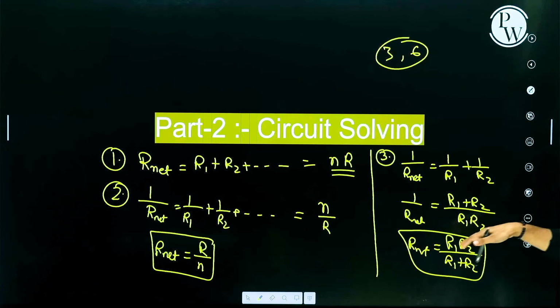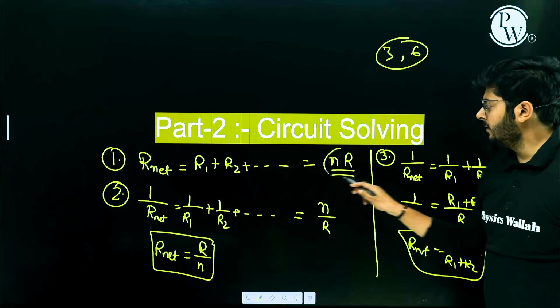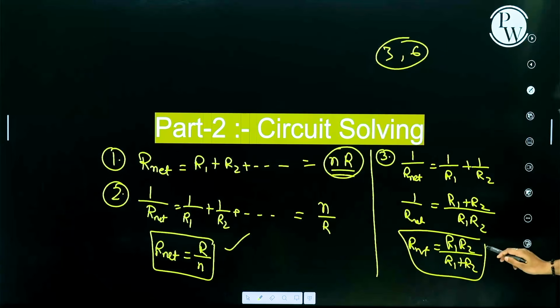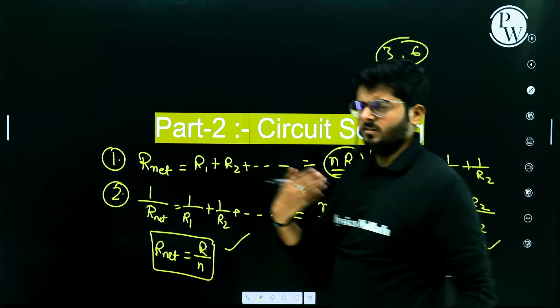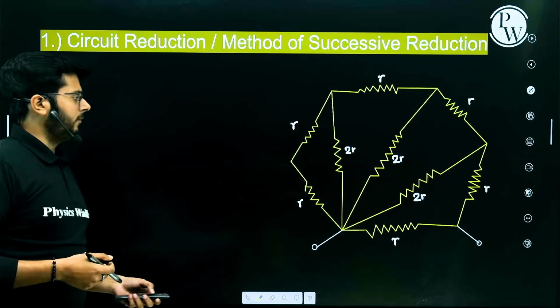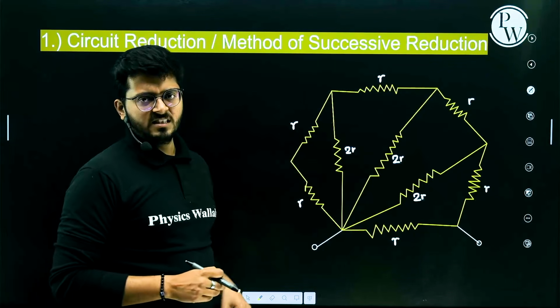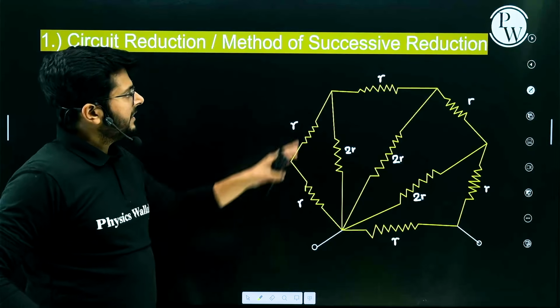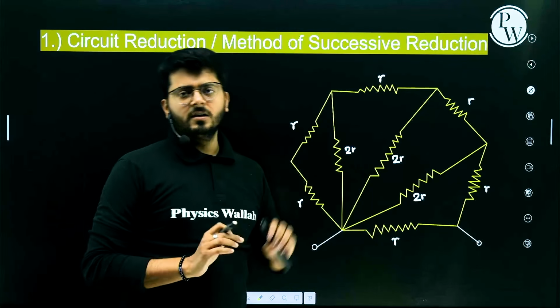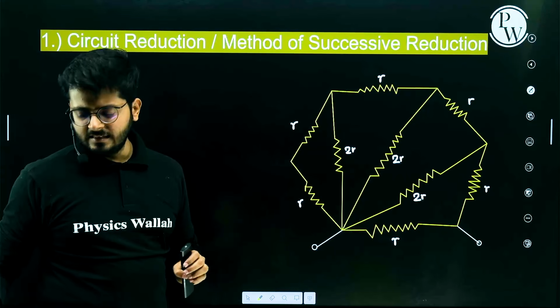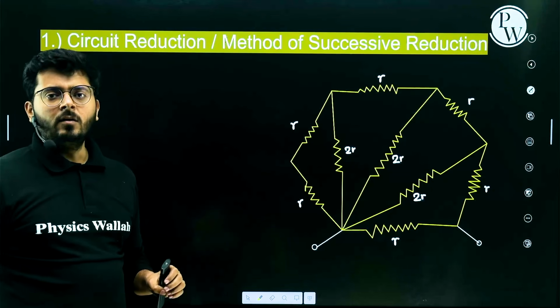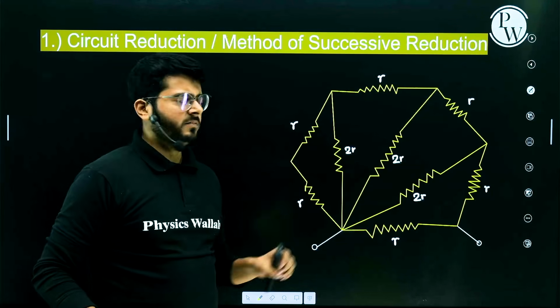So I believe the idea is very, very clear. These three things will become very handy while solving the circuits. While solving it, just keep those things in your mind, right? Here you have to solve it by successive reduction. I have told you already that if by simply looking at the circuit you can tell that some elements are in series and some elements are in parallel, then you can solve such circuits by the method of successive reduction.